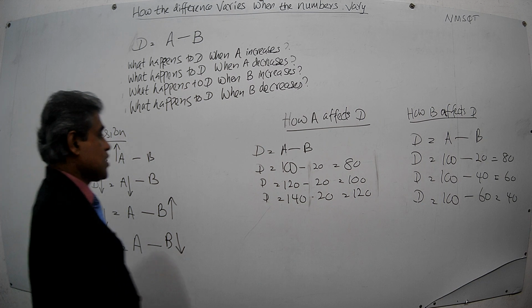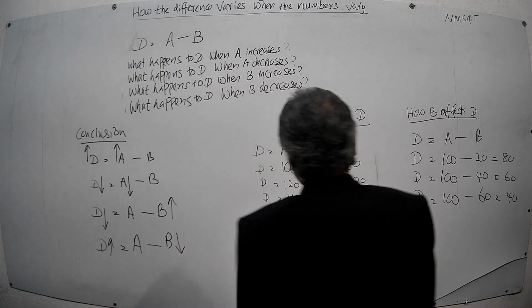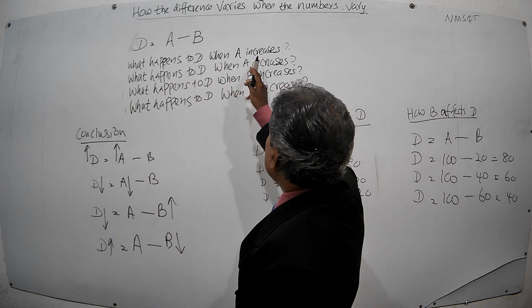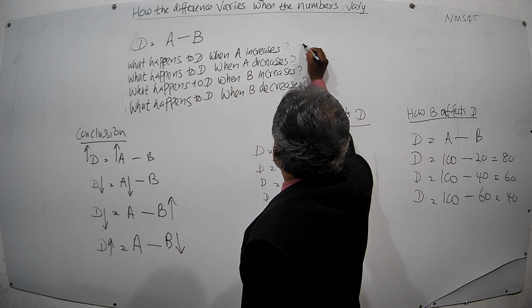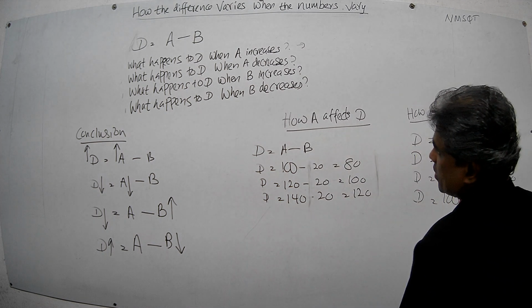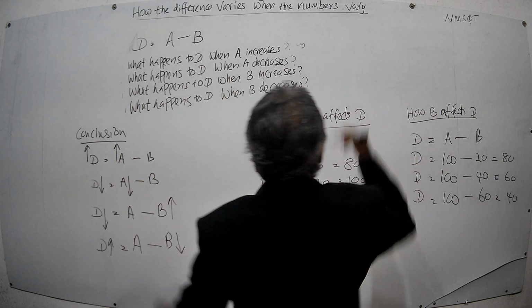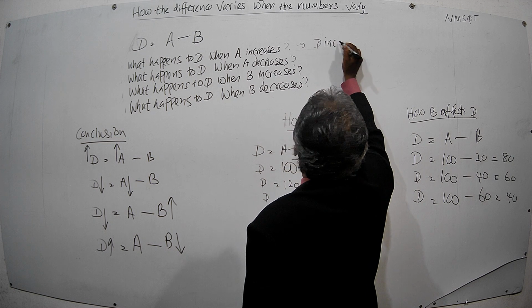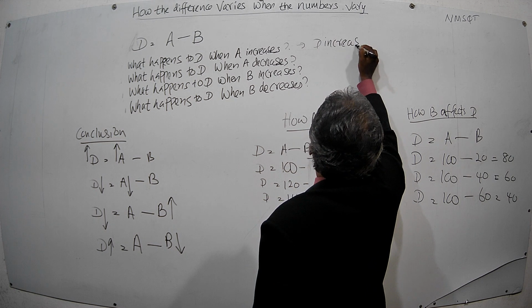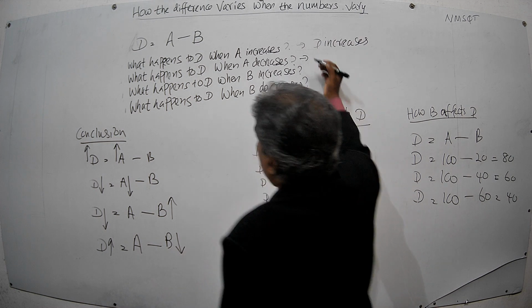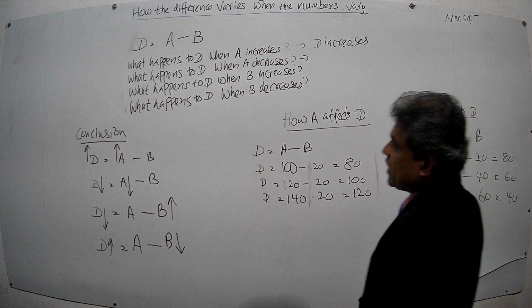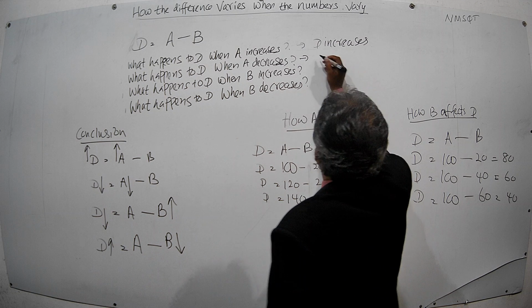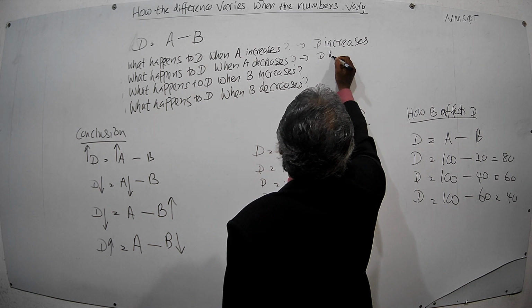So these are the results that we have to know. Okay. Then we answer the questions. What happens to D when A increases? Answer: when A increases, D increases, right? Next one. What happens to D when A decreases? D also decreases. You can write D decreases.